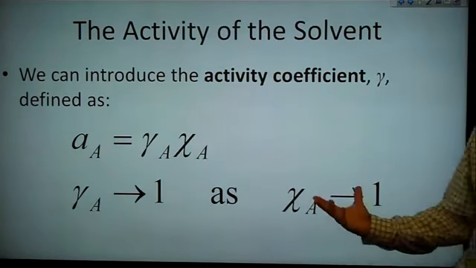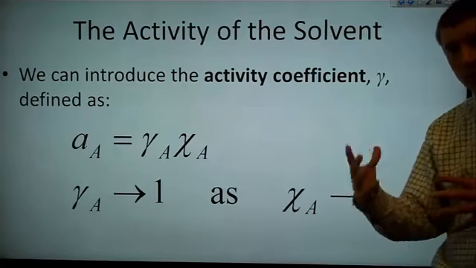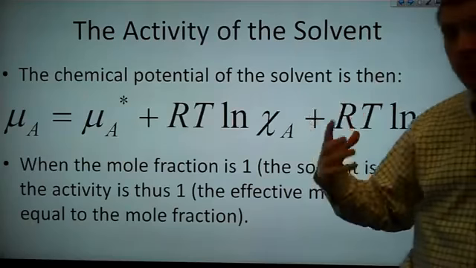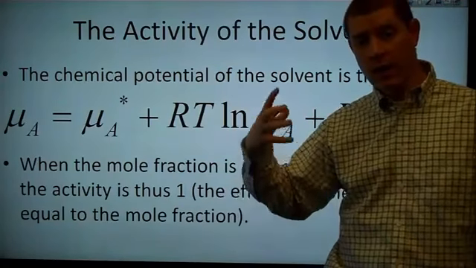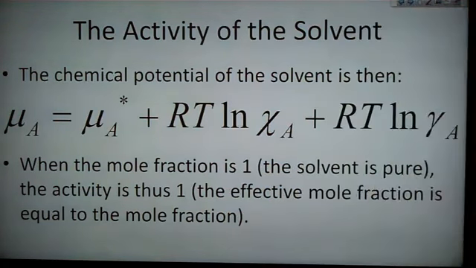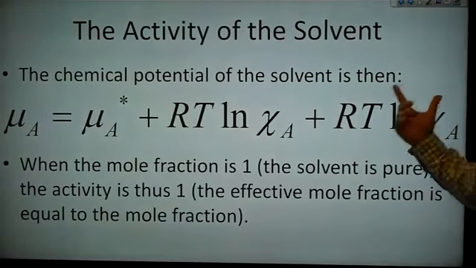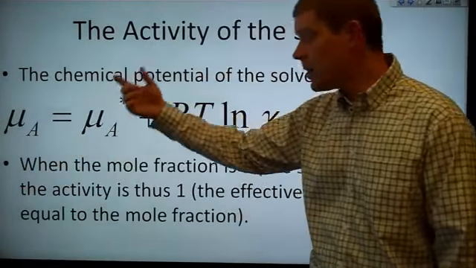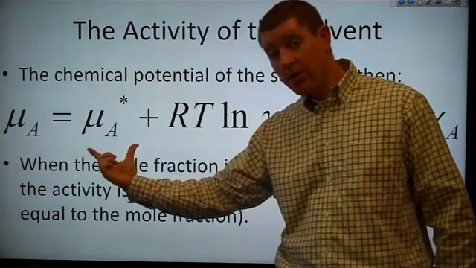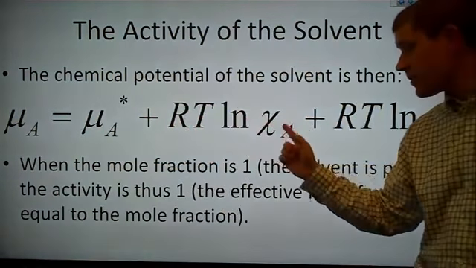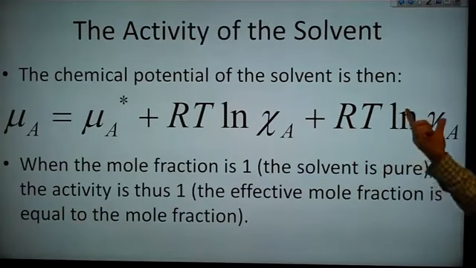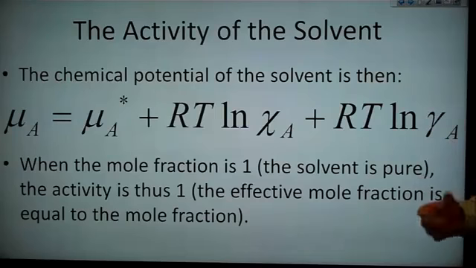So as our solvent is getting more and more pure, our solution is getting more and more dilute, our gamma is getting closer and closer to 1, and our solvent is acting more and more like an ideal solution. And so this means that the chemical potential of our solvent can be given with this formula. The chemical potential of A in the solution is equal to the chemical potential of A while it's pure, plus R times T times the natural log of the mole fraction of A in our solution, plus R times T times the natural log of gamma of A, our activity coefficient.